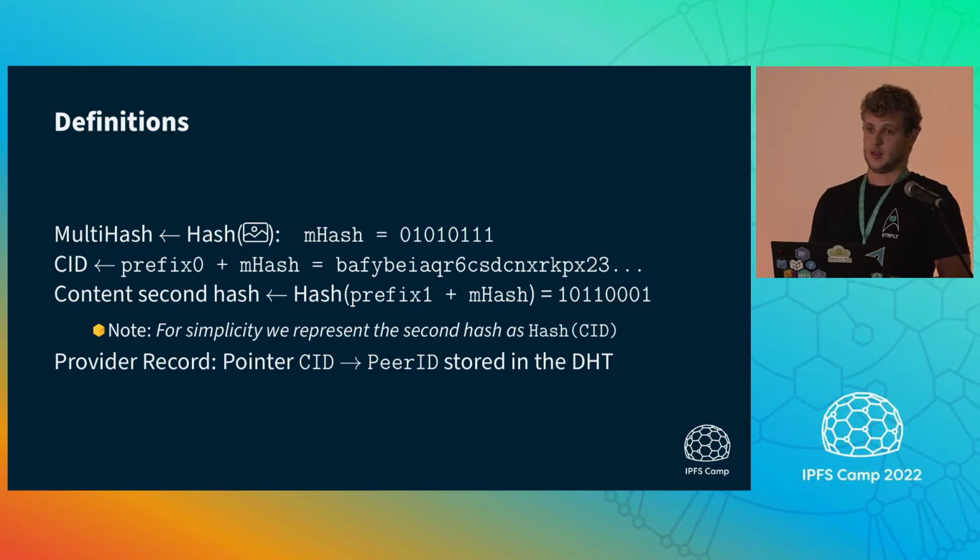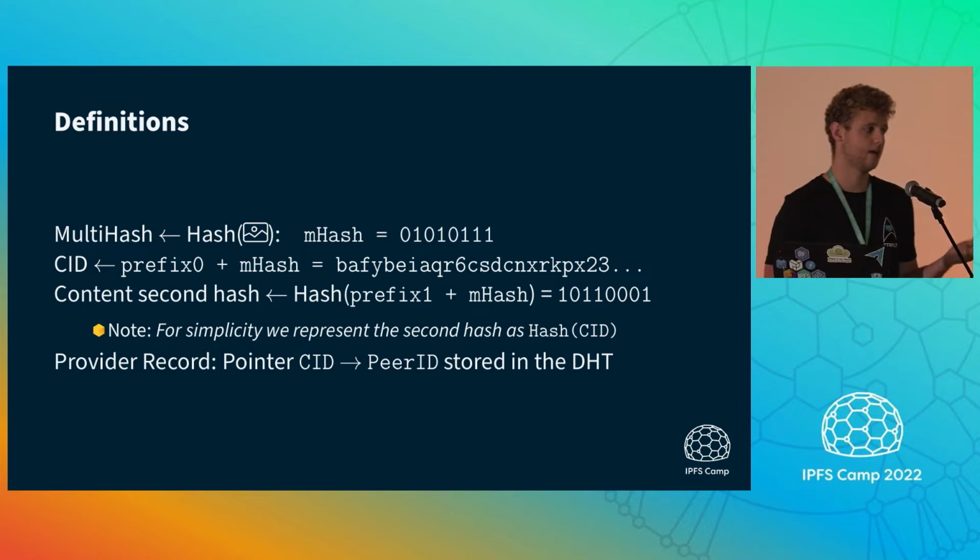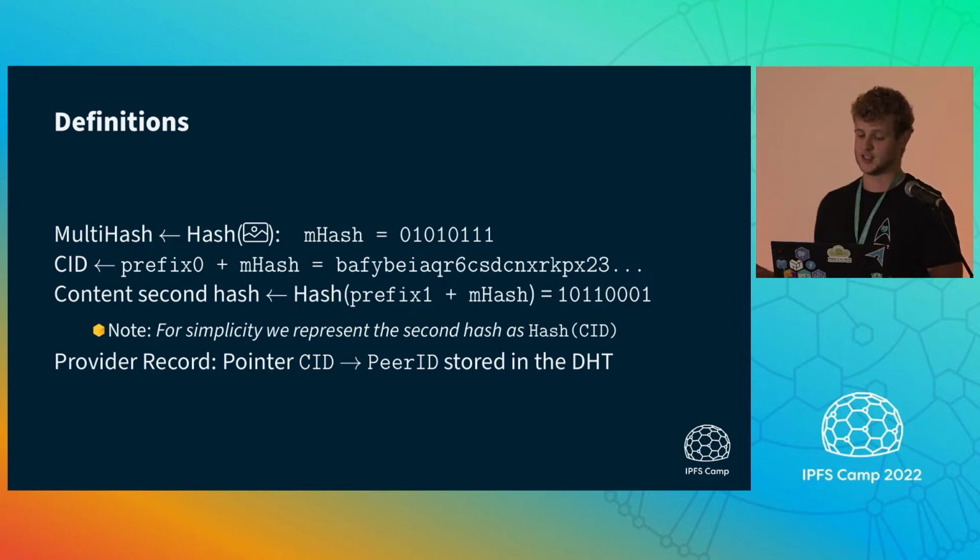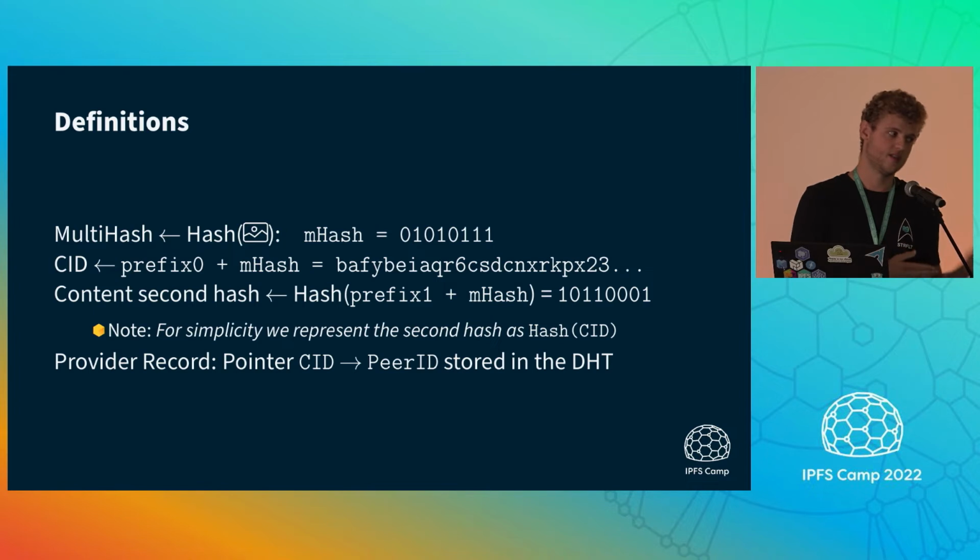And then a concept that is important for the double hashing. So why double hashing? It's because we hash the content twice. So we're going to hash this multi-hash once more to get another identifier. And so in the slide, in practice, you don't directly hash the CID itself, but it's just easier to write it in the slide than to write the long version.